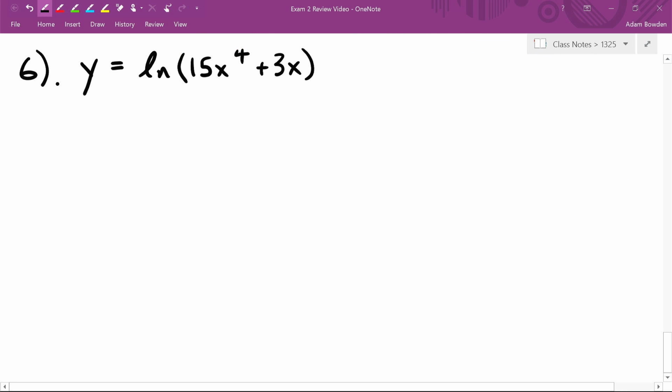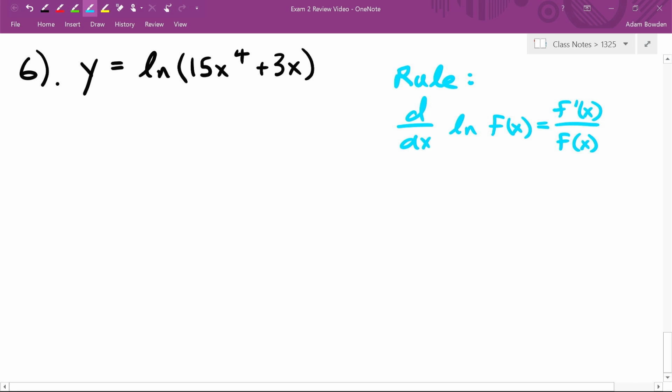Okay, on this one, y equals ln of 15x to the fourth plus 3x. Okay, now on this one, keep in mind that the derivative rule for ln of f of x is equal to f prime of x divided by f of x. I often again like to think of this as the derivative of what's on the inside divided by what's on the inside. So the inside part here is the 15x to the fourth plus 3x.